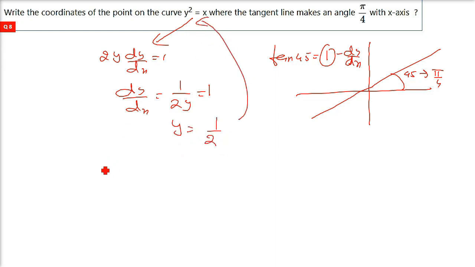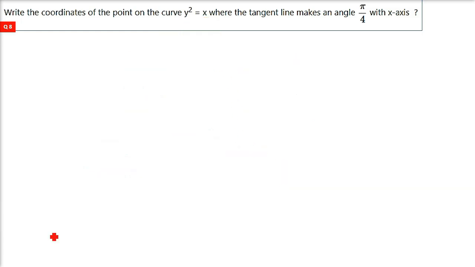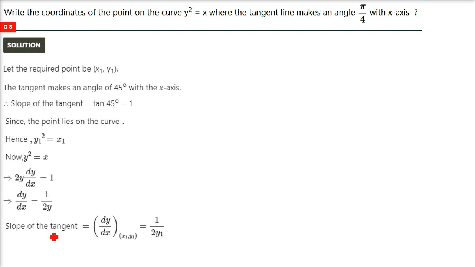Just put it in here so that you can find out x also. So when you put this y as half squared, x will be equal to 1 by 4. So the coordinate points are x and y, that is 1 by 4 and 1 by 2. x comma y is what I have written here. Now let me show you, this is the whole scenario you have to follow step by step, and then you have to give the answer.